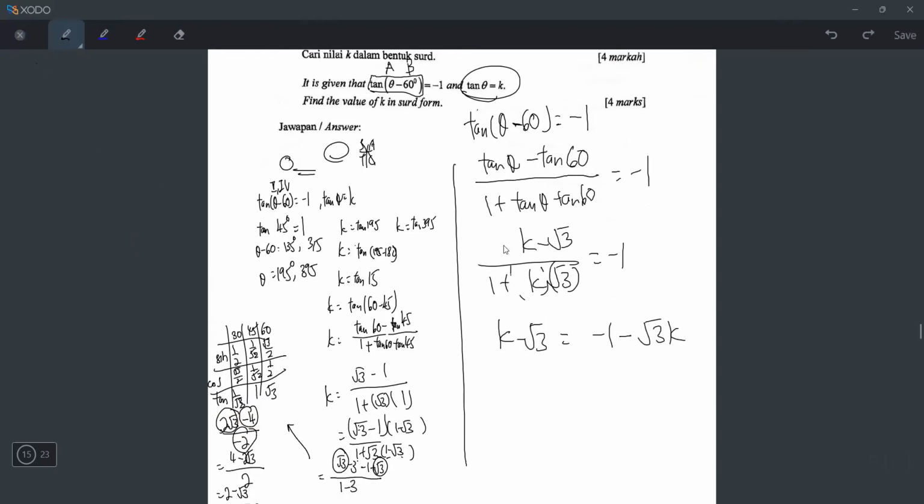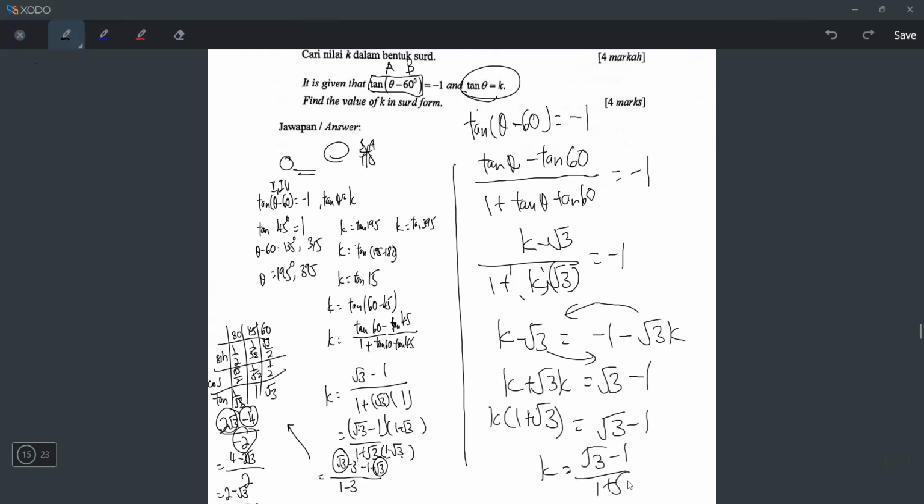And then we will continue by moving this thing here. So it will be minus square root 3 moved over becomes plus square root 3k equals to, okay, this one moves over, negative square root 3 becomes positive square root 3 minus 1 like this. But since I'm trying to find k, so I'll factorize. So I'll be left with k times 1 plus square root 3 equals to square root 3 minus 1. So k equals to square root 3 minus 1 over 1 plus square root 3.